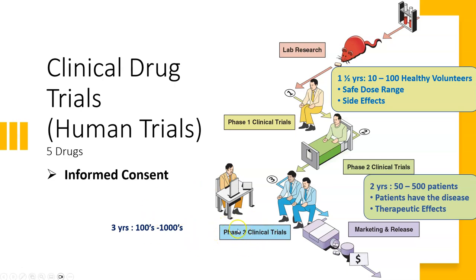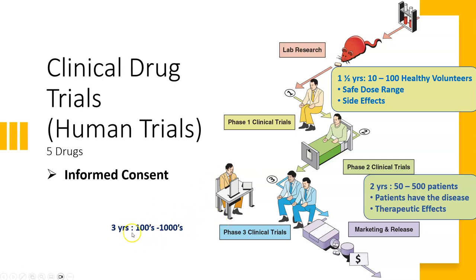Now, the last phase of the human trials, official phase, is phase 3. And in phase 3, that's going to take another 3 years. So now we're at about 6.5, plus the lab trials. So now we're at like 12, 13 years of investment this drug company has put into it.